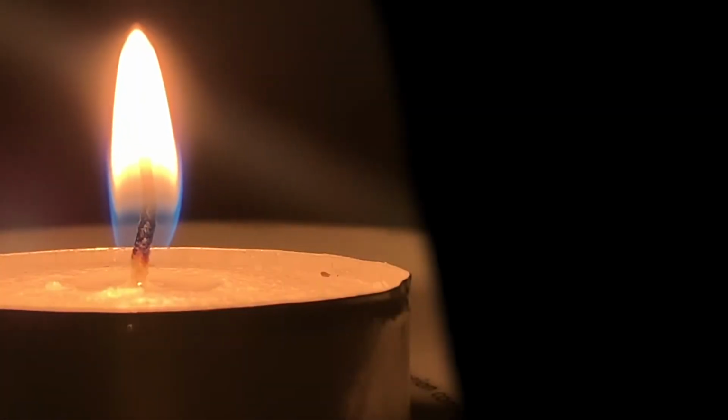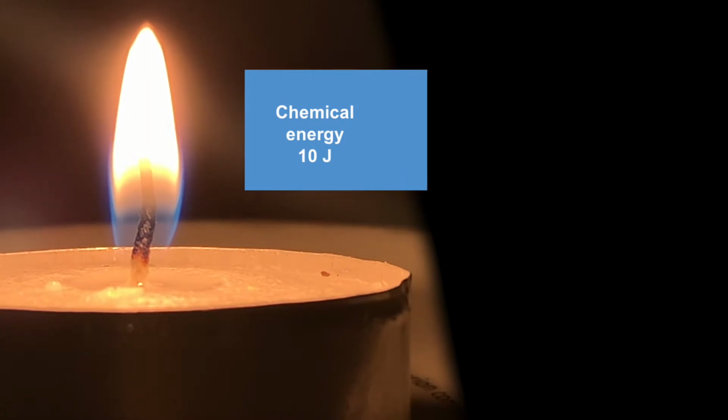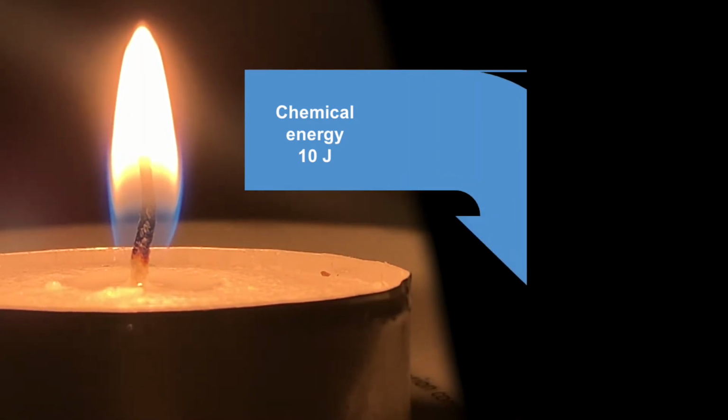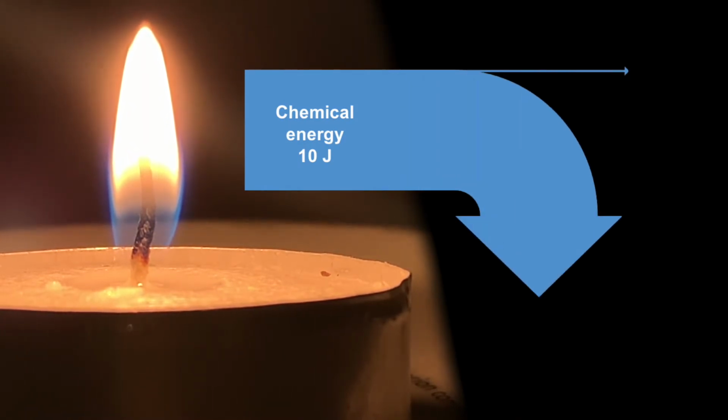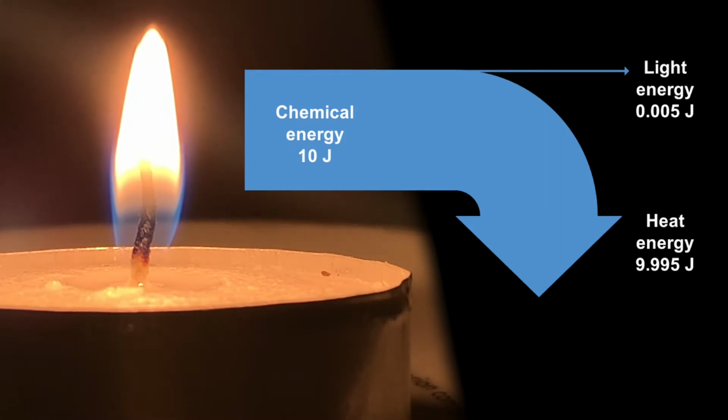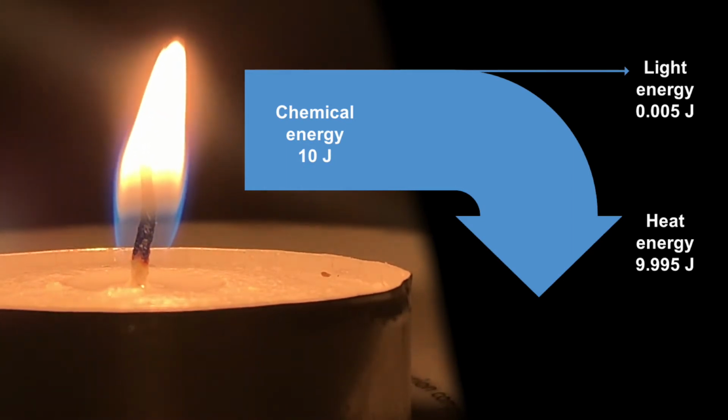As it burns, a candle flame transfers chemical energy into heat and light energy. This type of diagram, a Sankey diagram, shows proportions of energy transferred. We can see that a candle generates 2000 times more heat than light. It is a very inefficient light source.